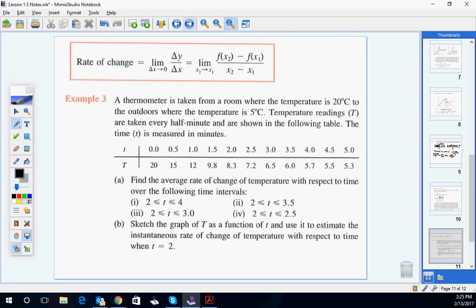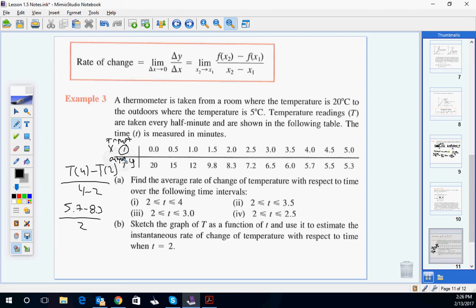Between 2 and 4, you'd simply do T of 4 minus T of 2 over 4 minus 2. This one we actually use a table. What's T of 4? 5.7. What's T of 2? 8.3. So 5.7 minus 8.3, all over 2. This right here is your x value, your input, and this is your y value, essentially your output.